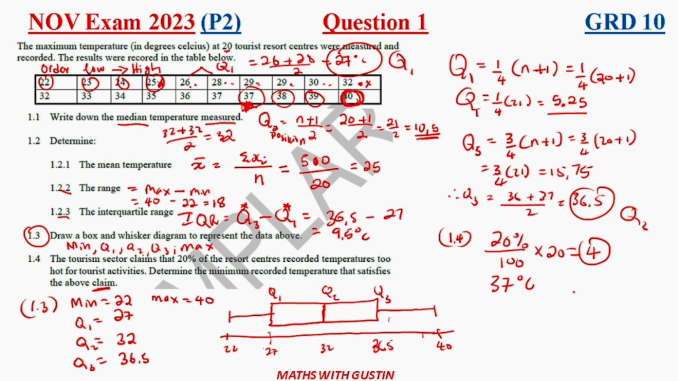Okay, the minimum recorded temperature that satisfies the claim is 37 degrees. So you must count from the most highest temperature recorded going backwards, guys. So this one requires a little bit of application, but it's nothing that we can't deal with.